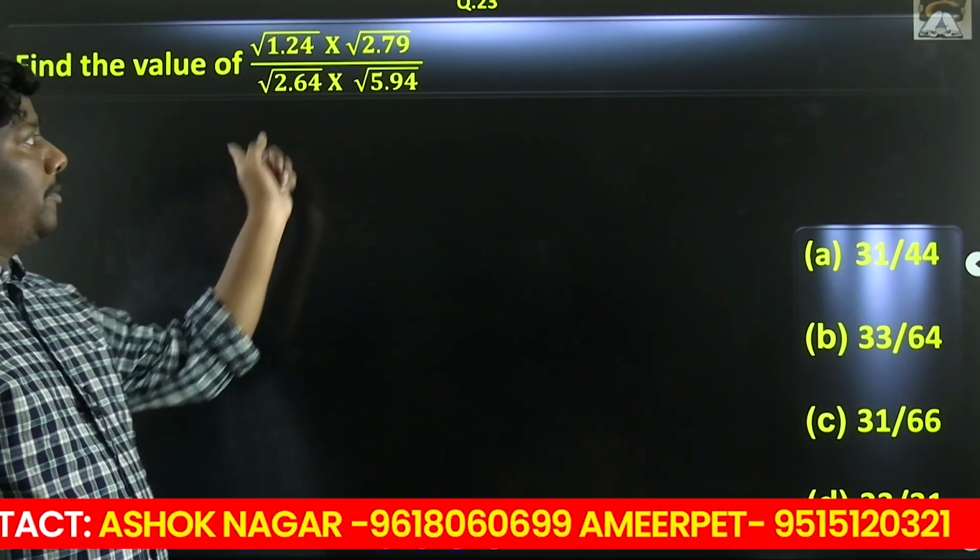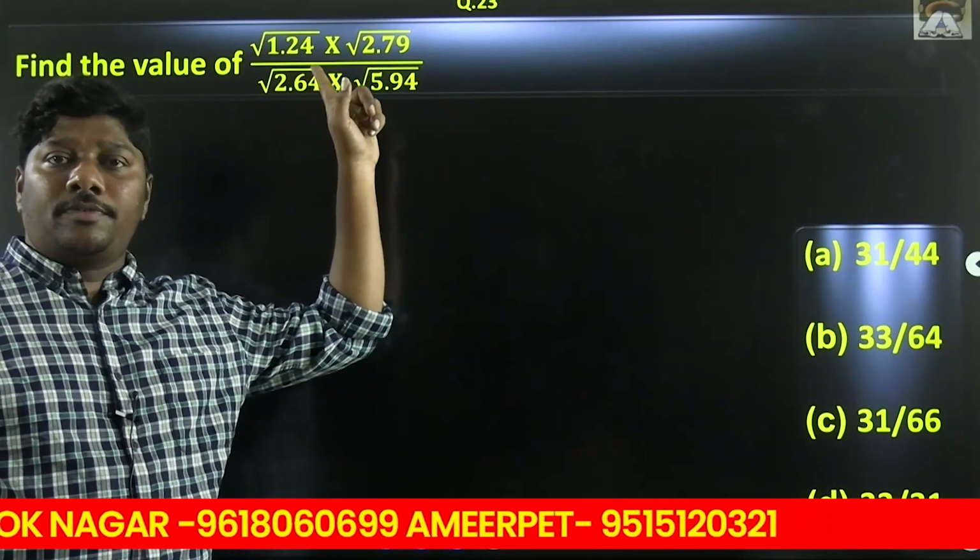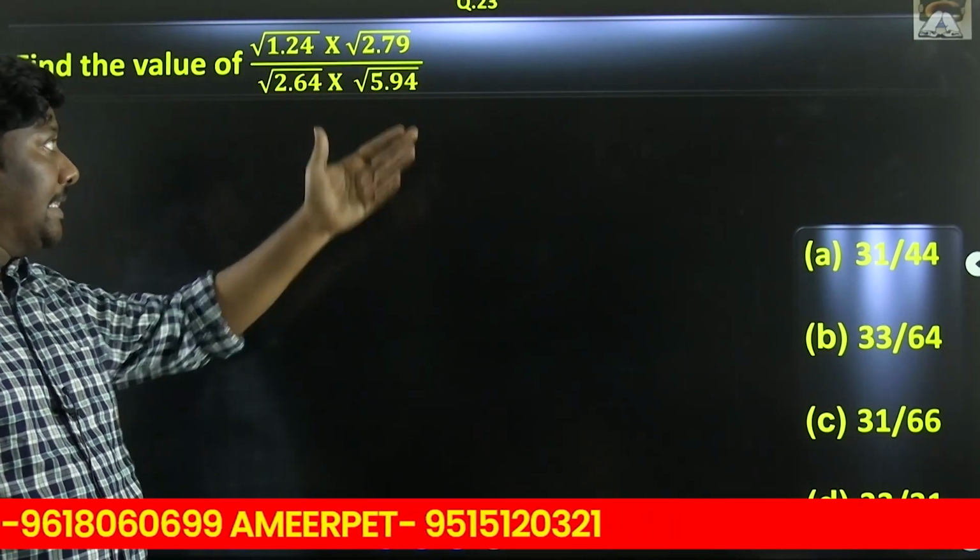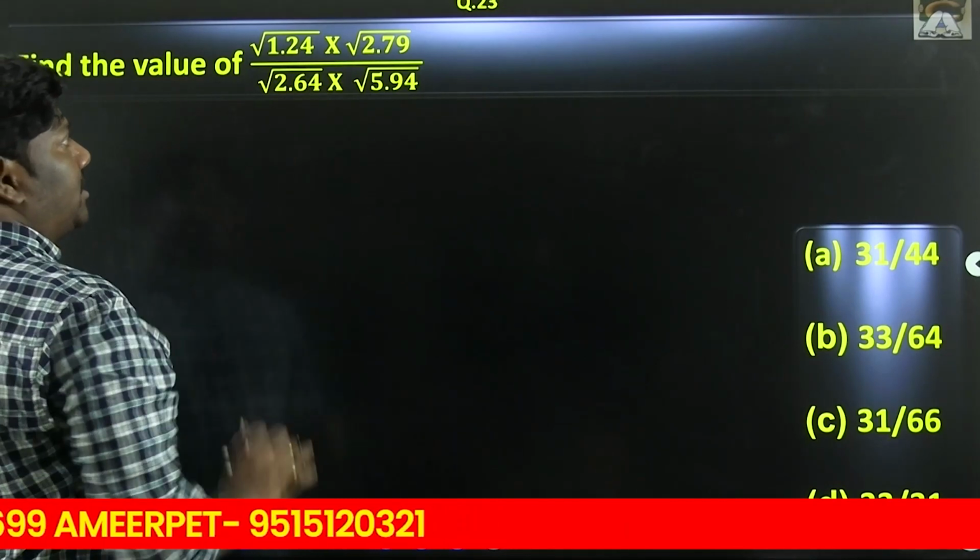Find the value of, you will be having a square root. The point values will get cancelled simply. All the points get cancelled. Now try to factorize them if possible.